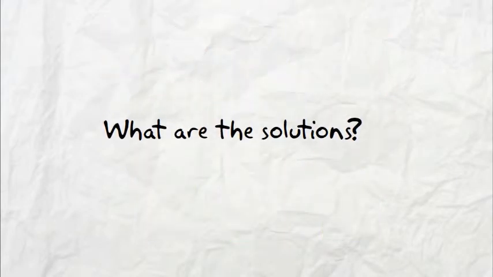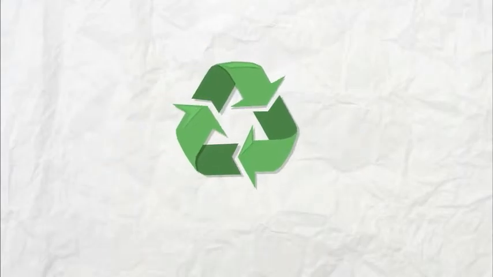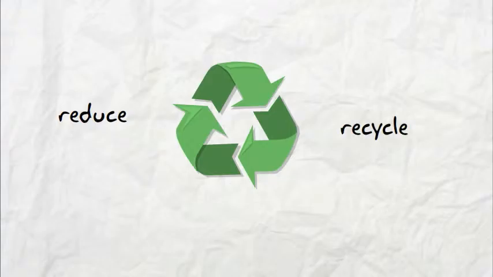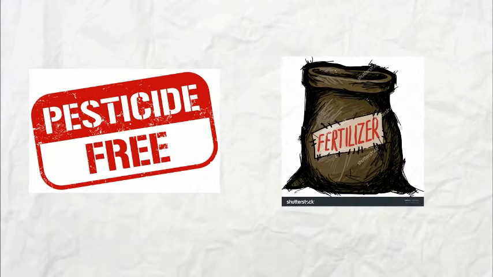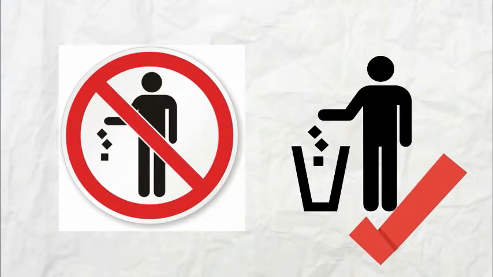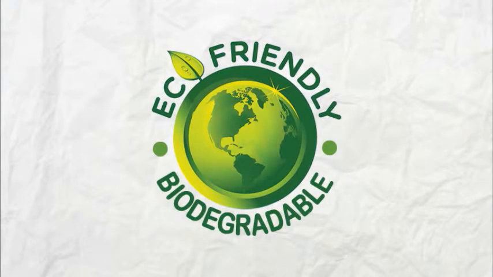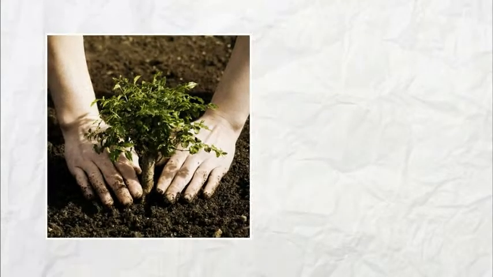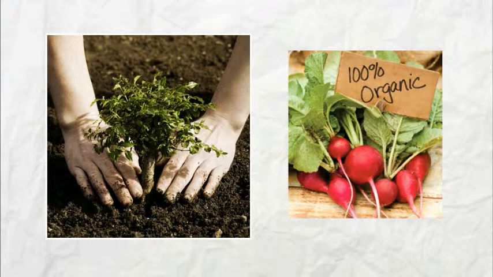What are the solutions? Make people aware about the concept of reduce, recycle, and reuse. Reduce the use of pesticides and fertilizers in agricultural activities. Do not litter on the ground and do proper disposal of garbage. Buy biodegradable products. Do organic gardening and eat organic food.